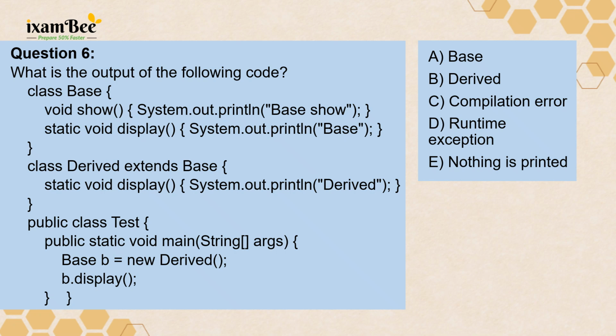The answer to this question is A, Base. So let us see how we arrive at this output. Here we have the Base class object b and it is initialized to the new Derived constructor. In the Derived class, you see you have a static void display function. Now the static void display function is also available in the Base class. Since this is static, the Base class display function will be called and Base would be the output.